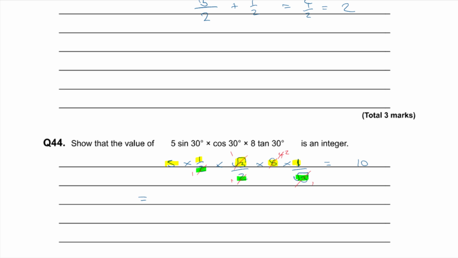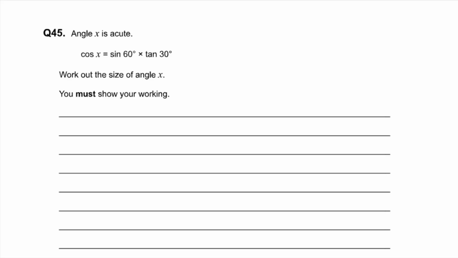The answer is 10. Question 45, angle x is acute, cos x equals sine 60 times tan 30. Okay, so remembering earlier, sine 60 is root 3 over 2, tan 30 was 1 over root 3. So multiply those together, and that's going to give me cos x. So cos x is root 3 over 2 times 1 over root 3. Now again, I could see that cancels with that. That leaves me with a half. Cos x equals a half.